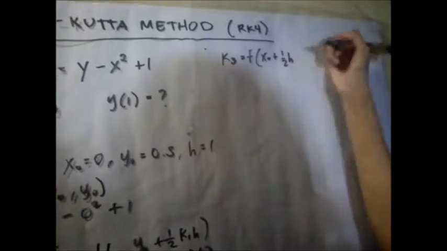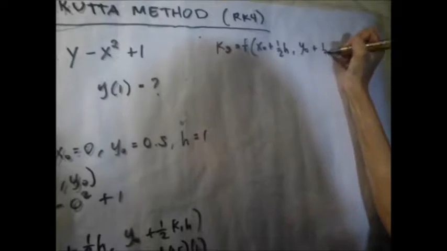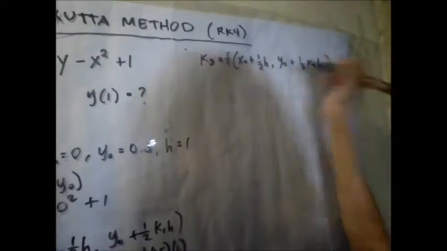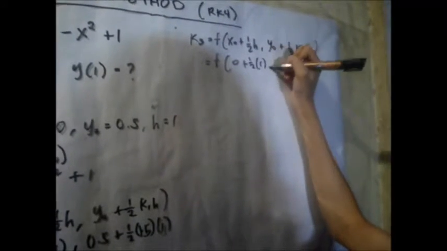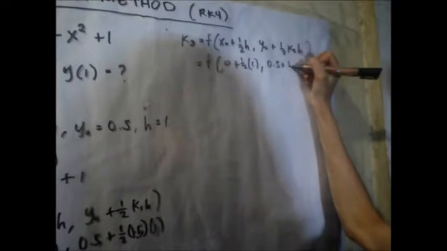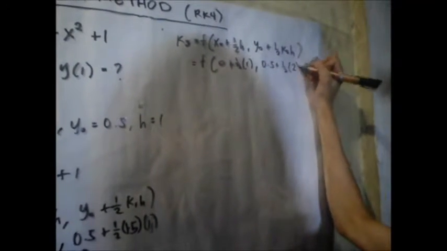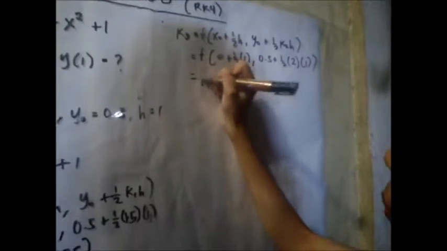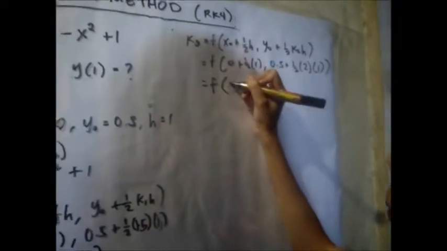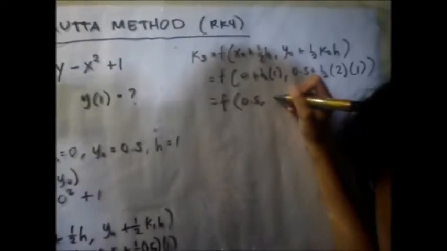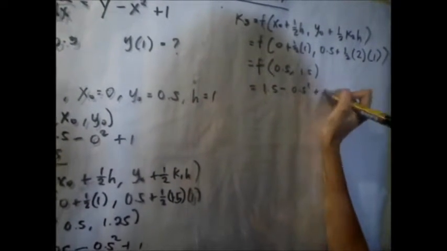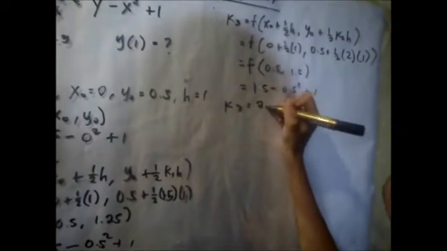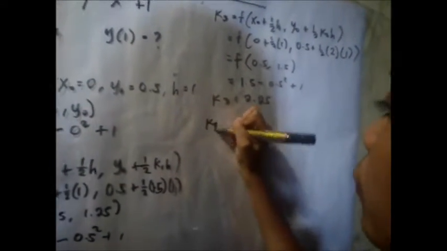So, for k3, again, with the same formula, f of x sub 0 plus 1 half h, comma, y sub 0 plus 1 half k2 times h is equal to, again, 0 plus 1 half times 1, 0.5 plus 1 half, and the k2 is 2, then 1. So, the x will be 0.5, then the y is 1.5. So, again, substitute this value. So, we have 1.5 minus 0.5 squared plus 1. So, k3 is equal to 2.25.